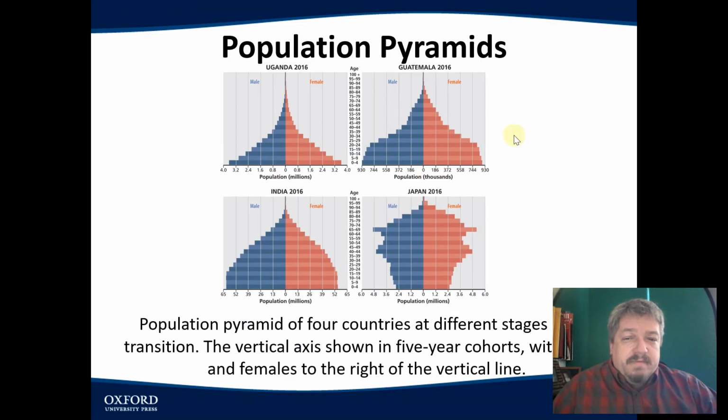Let me go here to the PowerPoint. Different countries. Here's Uganda. Here's Guatemala. Notice how it's kind of stepped. So now you're starting to see fewer children. They're kind of moving through that. India. Here's Japan. Japan's kind of the opposite of Uganda, isn't it? They have huge parts of the population that are in their 60s and 70s and very low amounts of children. So the population pyramid lets you explore some of these concepts visually.